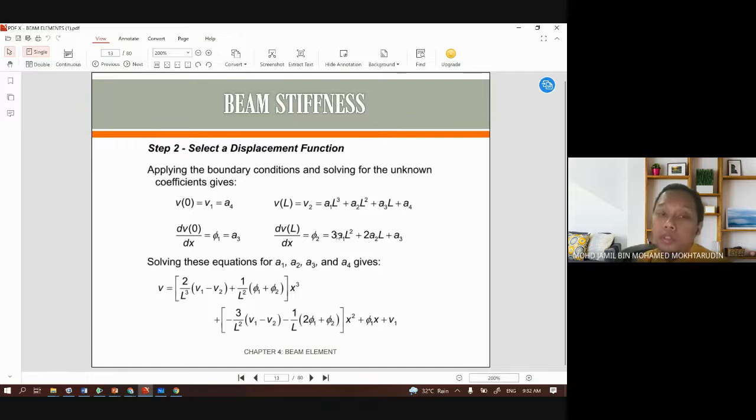So now we substitute a4 equals v1 and a3 equals phi 1 in these two equations here to find a1 and a2. Our motive now is to find all the coefficients, a1, a2, a3, and a4. So now we have a4 and a3. We need to find a1 and a2. So substitute a4 and a3 and solve these two simultaneously.